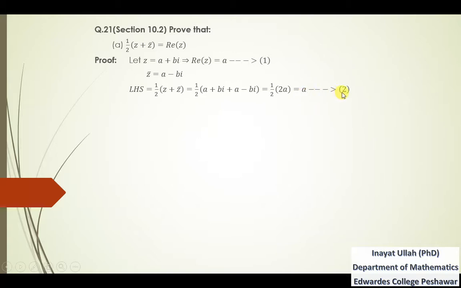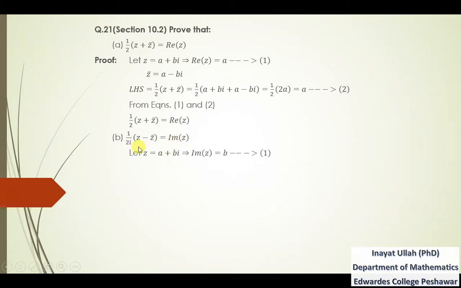That is equation 2. Now just look at equation 1 and equation 2, both are same. So it means that real part of Z is equal to 1 by 2 Z plus Z conjugate. For the imaginary part, it is the same with the negative sign over there. Iota is added here, and this side is replaced by imaginary part of Z.